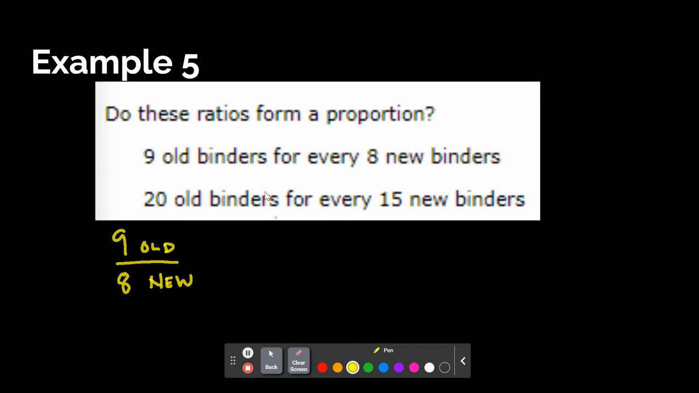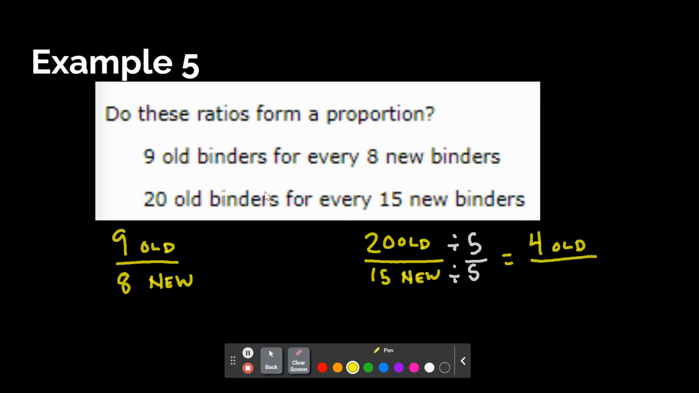Let's go ahead and take a look at this one. 20 old binders to 15 new binders. This one I can reduce. I can simplify this one. I can divide both top and bottom by 5. And I see that I get 4 old binders to 3 new binders. So are those equivalent? Are these two ratios equal to one another? No. Are they proportional? No, not proportional.